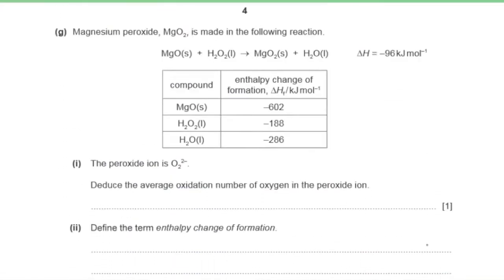Question number G, magnesium peroxide is made in the following reaction. The peroxide ion is O2 with the total charge of 2 minus. Deduce the average oxidation number of oxygen in the peroxide ion. So there, in the peroxide ion, there are 2 atoms of oxygen with a combined charge of -2. So each oxygen will have an oxidation number of -1.